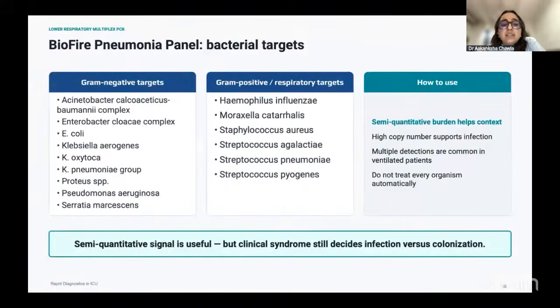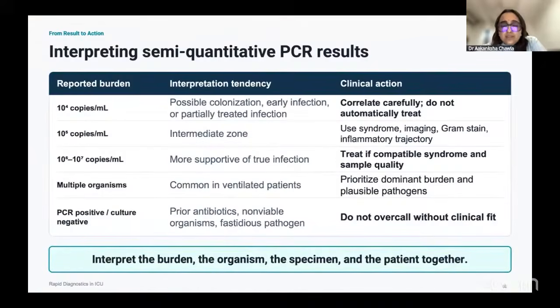So it's primarily useful in excluding a bacterial etiology for community-acquired pneumonia. Then these are the bacterial targets of the BioFire pneumonia panel, the gram-negative and the gram-positive targets. When this pneumonia panel is done, the PCR results are sometimes given semi-quantitatively. So you must always interpret them along with the burden, the organism, the specimen, and the patient together. For example, it flags 10 to the power 4 copies per ml. So there can be a possibility of colonization, early infection even, or partially treated infection.